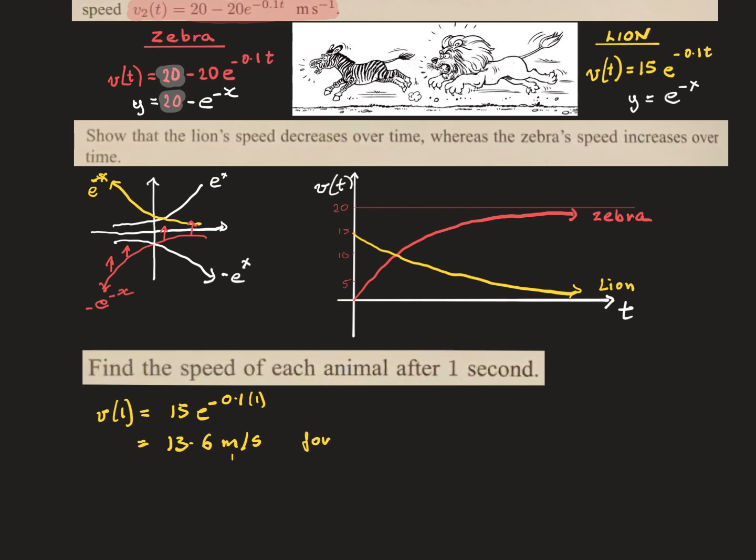Here I'm looking at the speed of each animal after 1 second. So you can see that the lion has made 13.6 meters per second. And similarly for the zebra, if we insert 1, we'll get 20, take away 20 e to the minus 0.1 times 1, and we'll get 1.9 meters per second. And that is for the zebra.